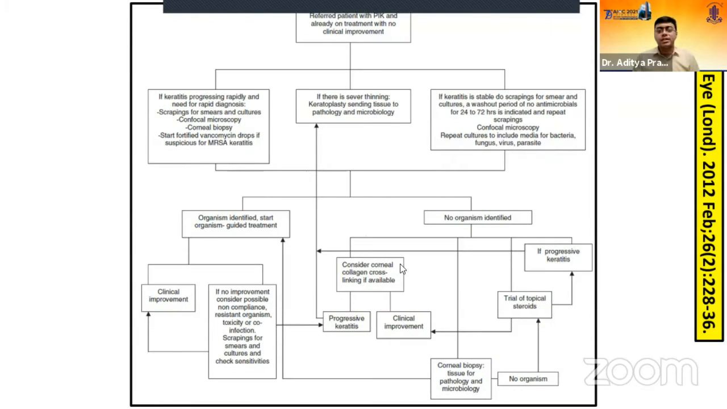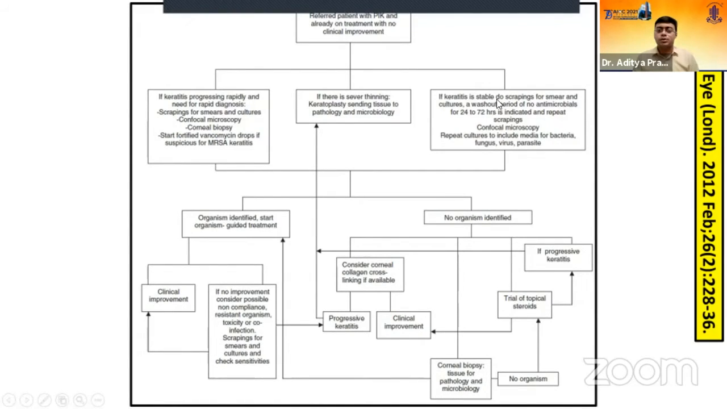And already there is a patient who was diagnosed elsewhere, with proven infective pathology. They have tried and treated, but it is not happening. They have referred to you. There is no clinical improvement. So depending on the presentation, if it is very severe, you have to go for aggressive treatment.